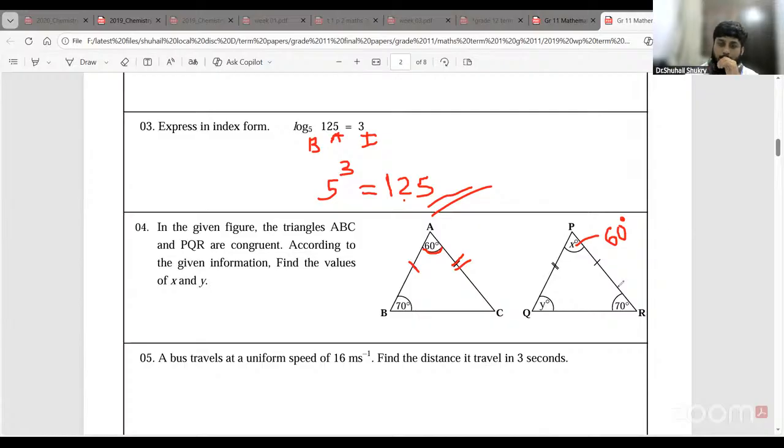And you can see this one is 70. The 70 is between the single line and nothing. So this one is 60, this one is 70. What is the next one? That value will be 50. Why? The interior angles of a triangle sum to 180. So this y value is 50. According to congruency, x is 60 and y is 50. It's a very basic question.